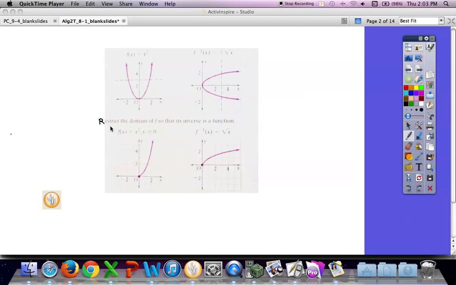Okay, so these first two graphs are showing us the function f of x equals x squared, and then the inverse of that, which is f of x equals plus or minus the square root of x. Right? This is a parabola that opens up. This is a parabola that's laying on its side.